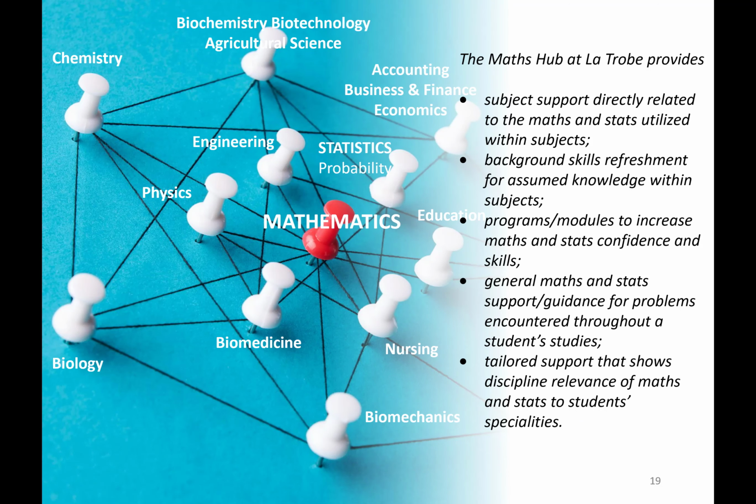Our support centre at La Trobe, called the Maths Hub, is a large one covering the College of Science, Health and Engineering and the College of Arts, Social Sciences and Commerce. It provides for a variety of subjects and disciplines: subject support directly related to maths and stats utilised within subjects that participate in it, background skills refreshment for assumed knowledge within subjects or disciplines, modules or programs to increase maths and stats confidence and skills, and general maths and stats support and guidance for problems encountered throughout a student's studies, tailored support that shows discipline relevance of maths and stats to student specialties.